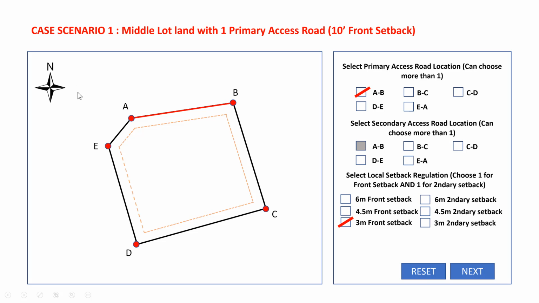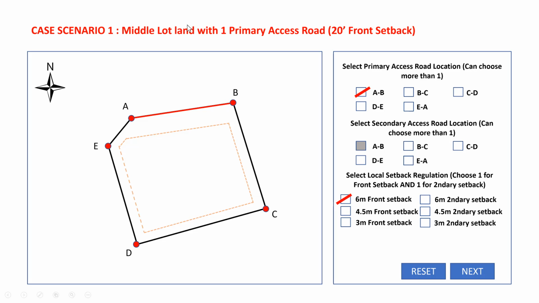Say, for example, I choose the front setback to be 6 meters. As you can see, this changes. The setback of the front, parallel to the AB line here, is now 6 meters. The other sides are 3 meters. This one changes a bit because it corresponds to this AB line. So this is for the first case.